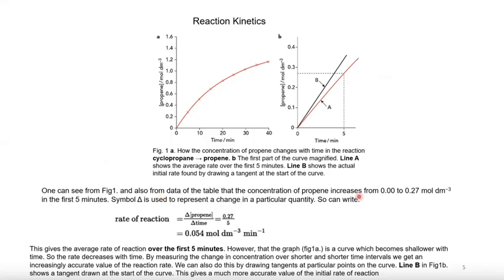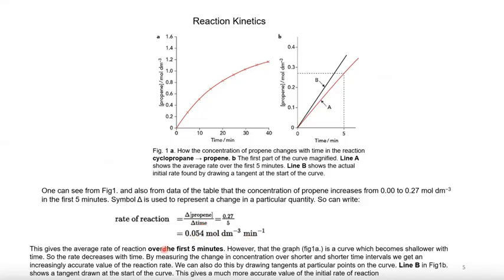Let's say we are taking a time of 5 minutes. Here is the 5 minutes, and here we get our concentration: the difference in the concentration from 0 to 2.27 mole per dm cube. Okay. And then the rate is equal to the change in the concentration of the product divided by the change in time. And then we get this.